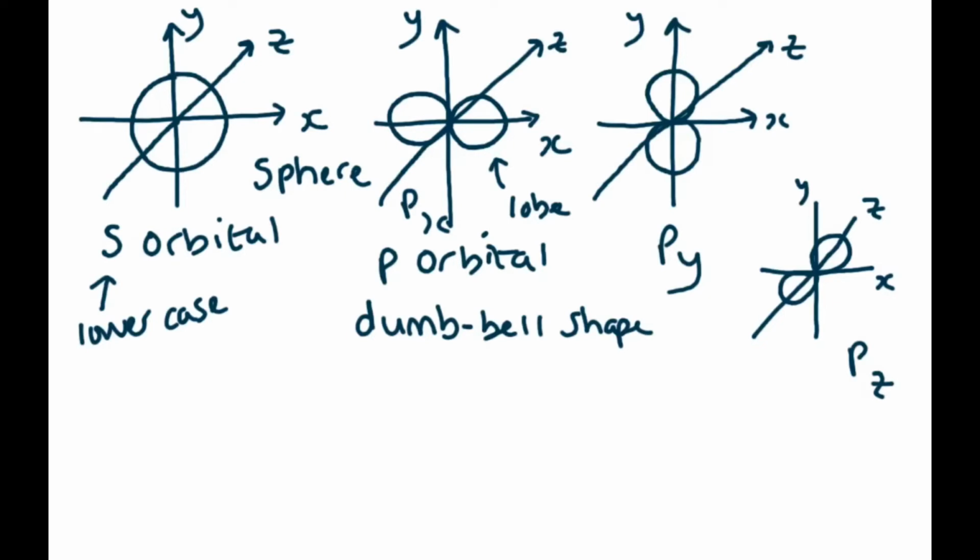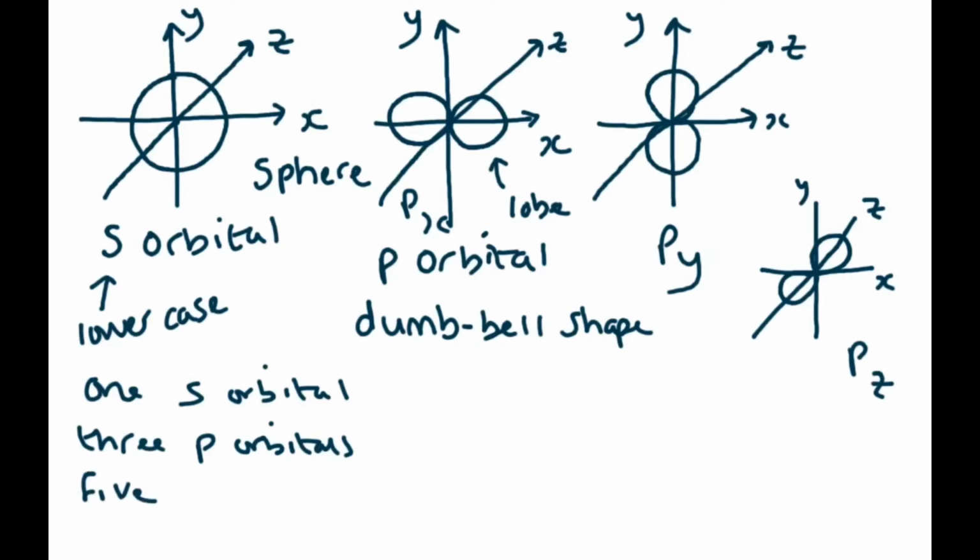So there's one s orbital that can hold 2 electrons. There are 3 p orbitals, so in total we've got 6 electrons there. Now there are also other orbitals. There are 5 d orbitals, but you don't need to know the shape of those anymore, and there are 7 f orbitals. An orbital is just a region of the highest probability of finding an electron.